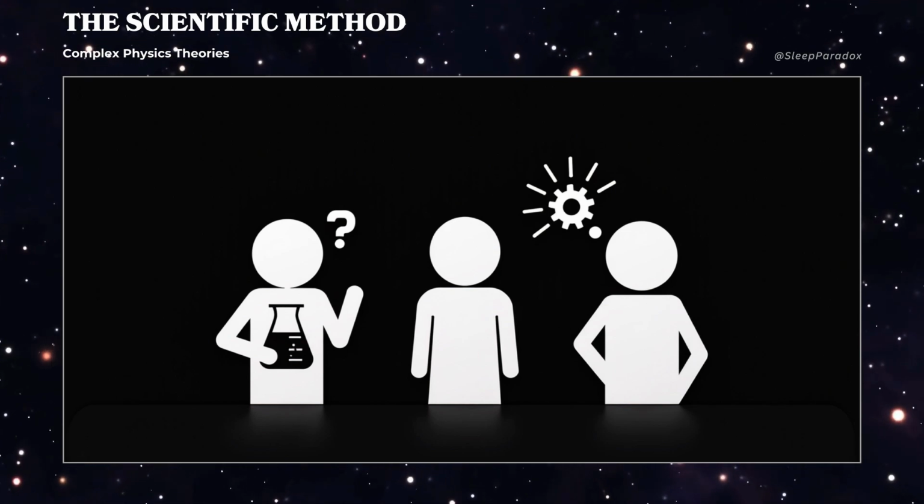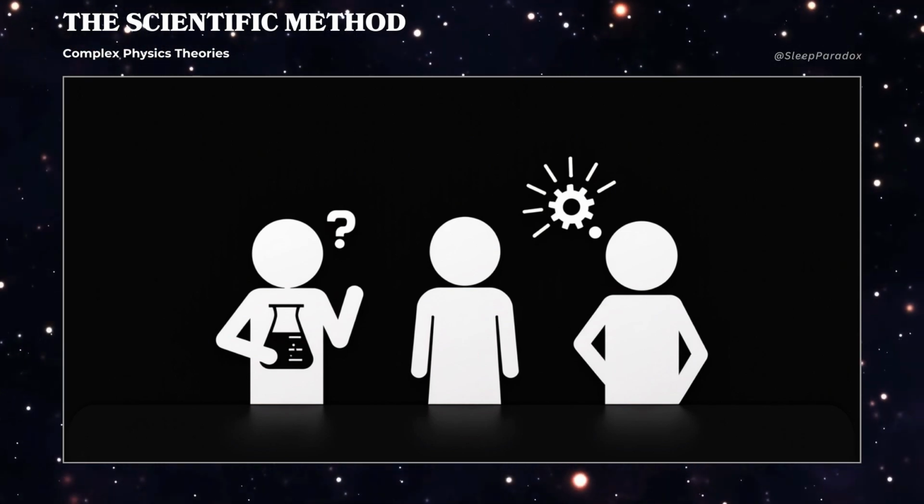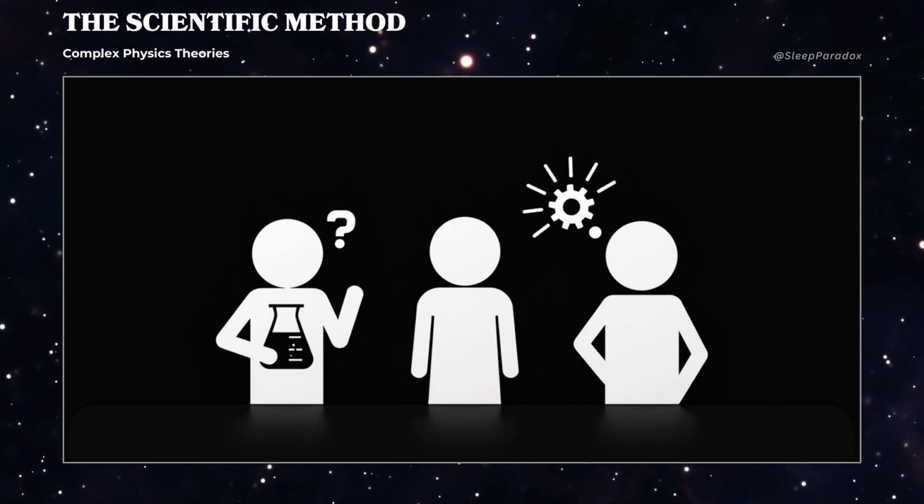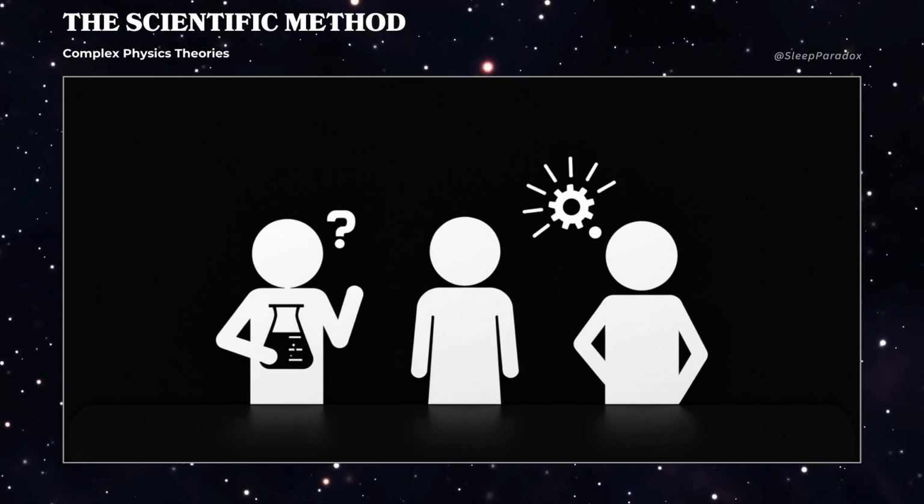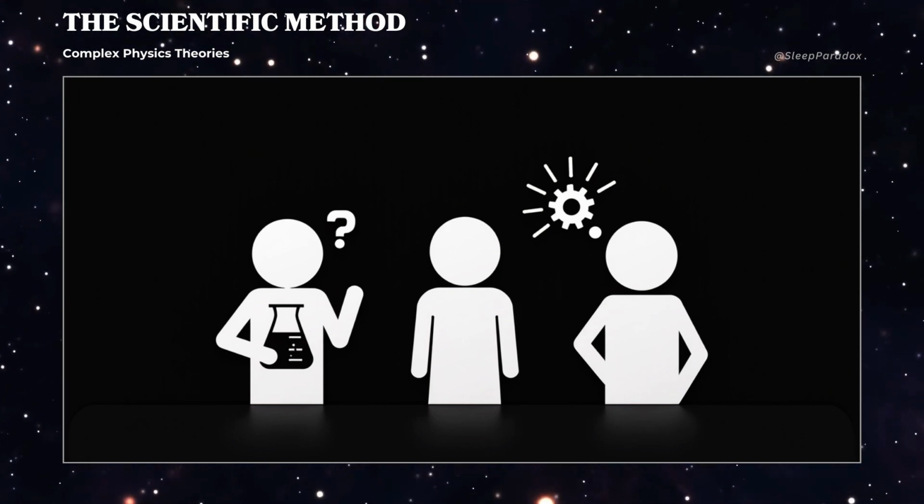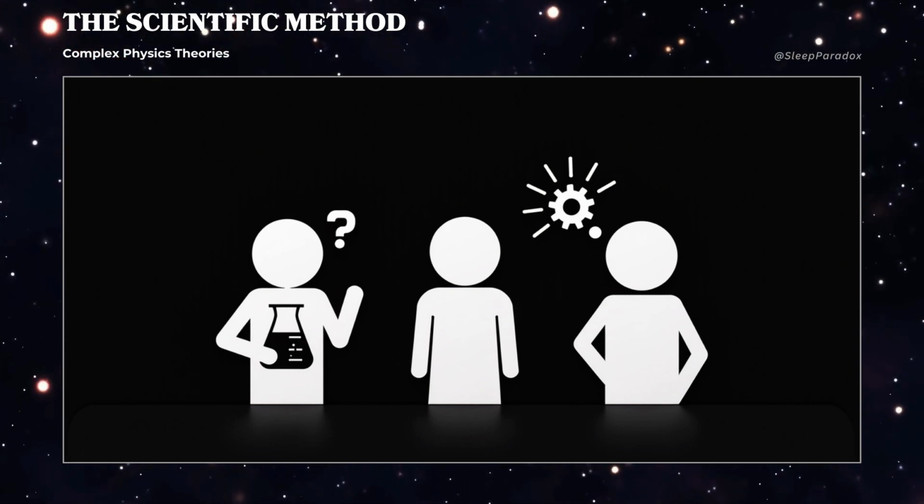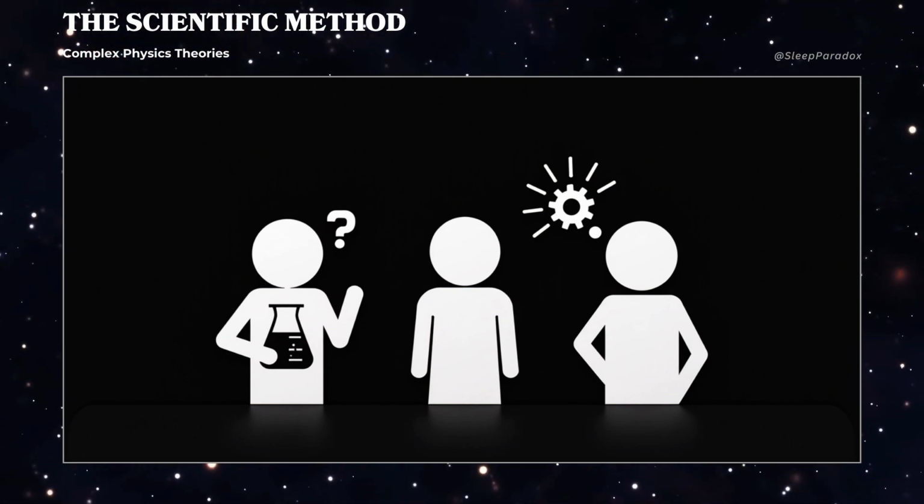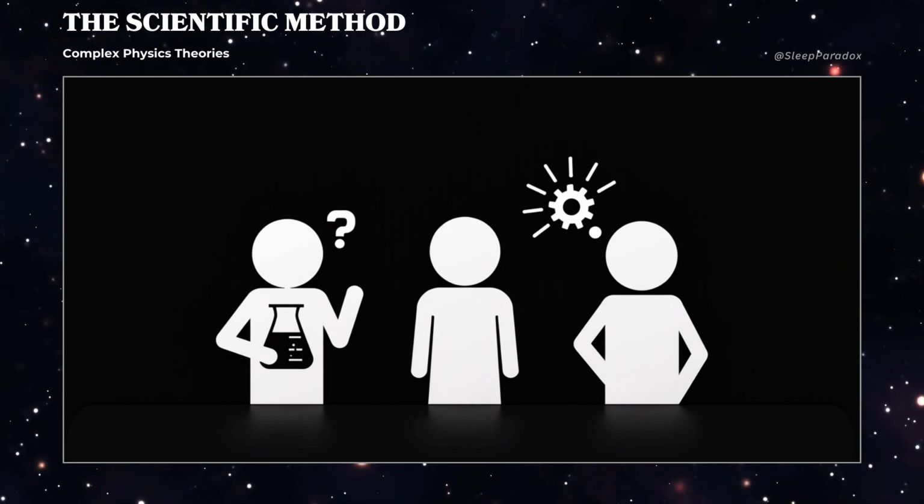The scientific method is the foundation of modern science. It's a structured process for asking questions about the world and finding reliable answers through observation, experimentation, and reasoning. At its core, the method begins with a question, often triggered by something unexpected or unexplained.